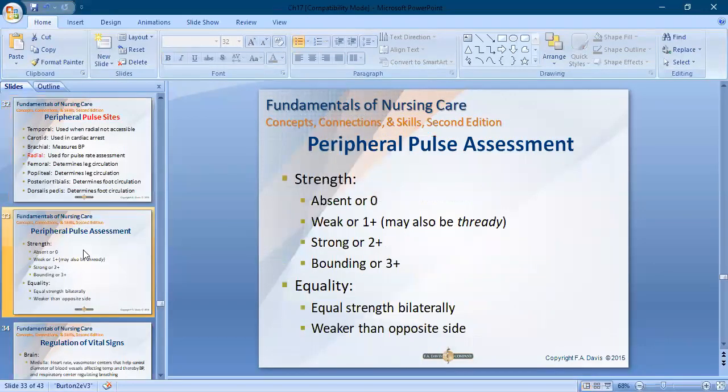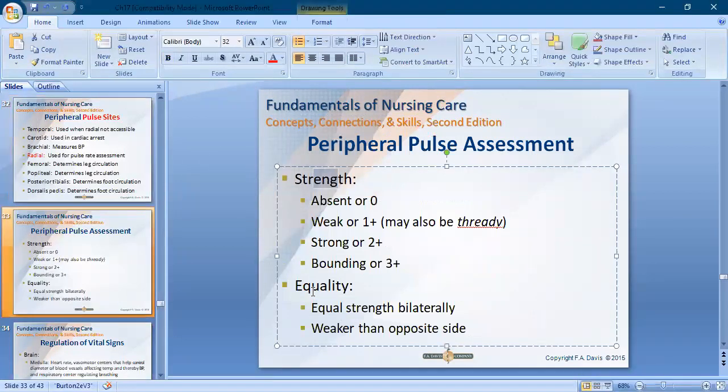And here, the peripheral pulse assessment. First of all, when we go to assess the pulse, we have to check the strength, right? And also the equality. Is it equal on both sides? Is it symmetrical or asymmetrical? If I check my left leg pulse, at the same time you have to compare and contrast my right side. If it is weaker than the opposite side, then you can say yes, this side is okay, the other side is not okay.